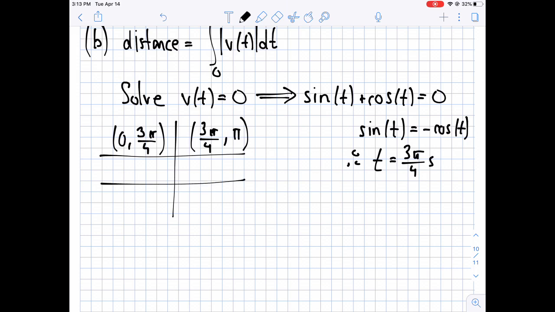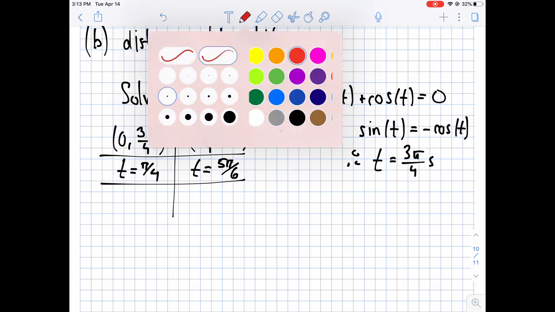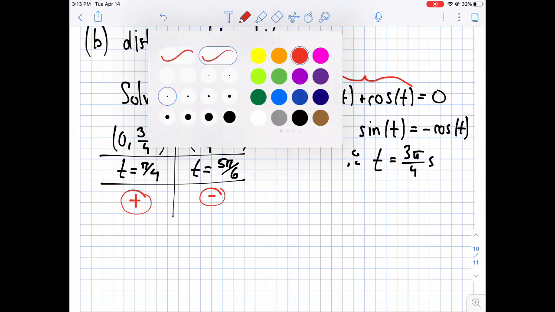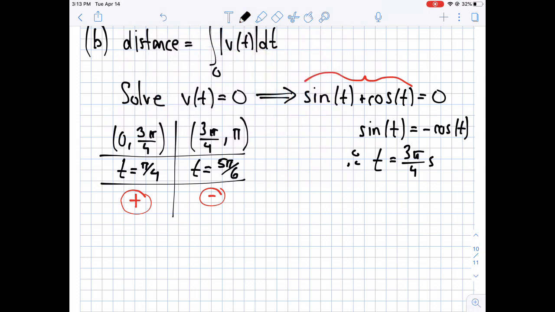Let's take a test value. The first test value we can take here is t equal to, let's say, pi over 4. For the second one, we could choose something like 5 pi over 6. And then let's plug those in. If you plug those into your velocity function, sine of t plus cos of t, you'll end up getting that at pi over 4, it's positive, and at 5 pi over 6, it's going to be negative. So our function goes from being positive to negative at t equal to 3 pi over 4.